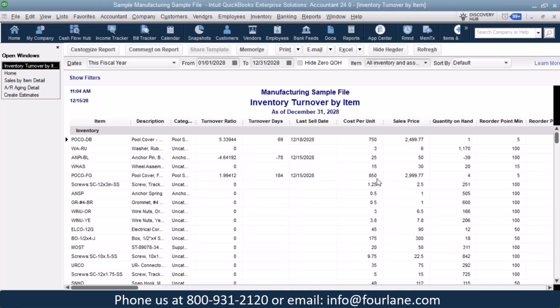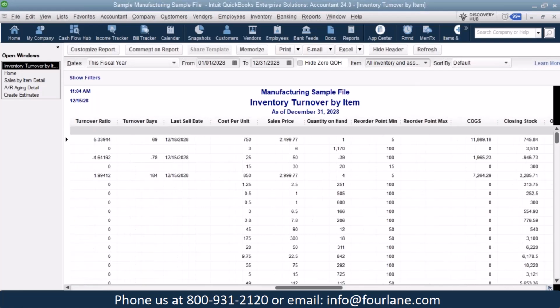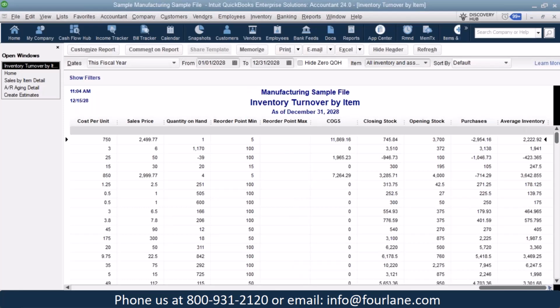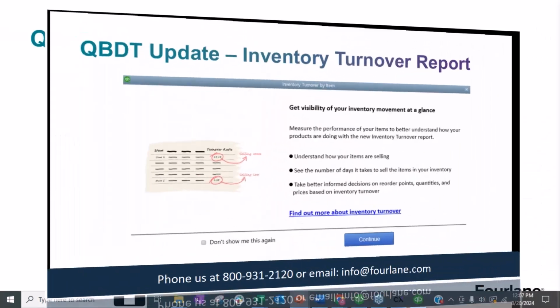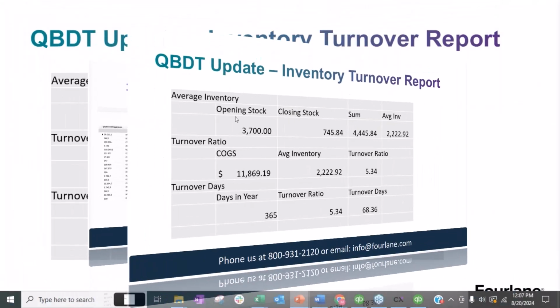Okay. They have the cost per unit, the sales price, quantity on hand, the reorder points are in here, minimum and maximum. The cost of goods sold during this time frame. What is the closing stock amount and what is the opening stock amount? How many purchases? And what is the average inventory? Okay, so very cool report. But again, all of this stuff, I think it's something that people have been asking for years, and it's amazing that they built this report.